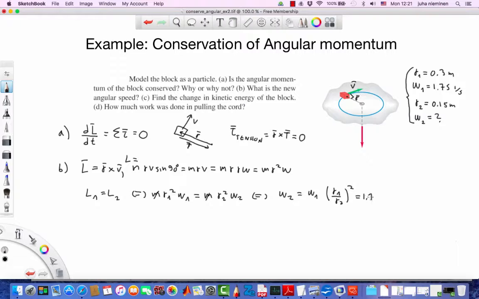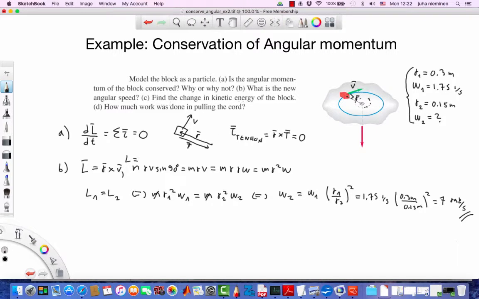So omega 1 is 1.75 radians per second, and r1 over r2, so r1 is 0.3 meters, and r2 is just a half of that, so that's going to be 2 squared, so times 4. 4 times 1.75 is 7, so 7 radians per second is the new angular velocity when it's circling at a smaller radius.